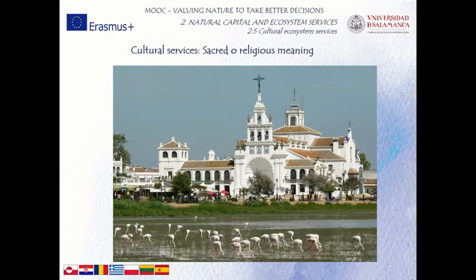This is a picture of a place called Rocío in the southwestern part of Spain. It's a very traditional place. It's traditional for pilgrimage at least once a year, and it's surrounded by nature, surrounded by flamingos, as you see, by rivers, and the usual pilgrimage is made, by the way, on horse. So it's a natural experience all around.